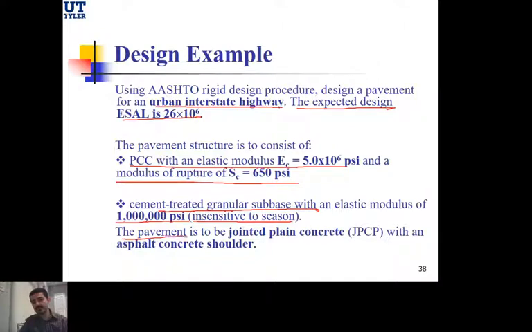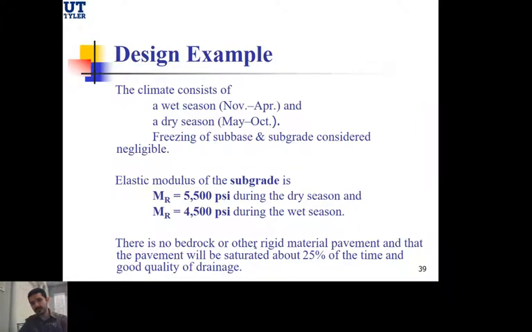The pavement is also to be constructed as a jointed plain concrete with an asphalt concrete shoulder. And then here it is telling us that the climate consists of a wet season, which is from November to April, and a dry season, which is from May to October. Freezing of the subbase and subgrade is considered negligible, so we're not going to deal with that.